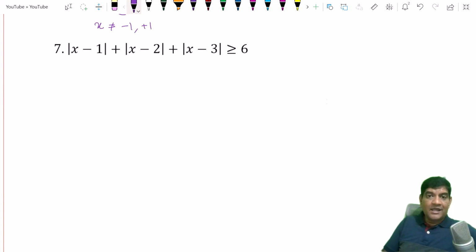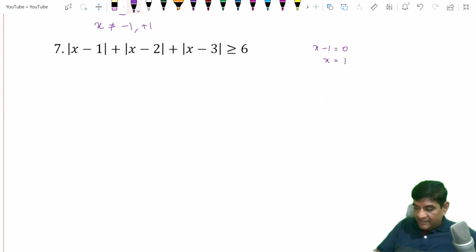For this question, I'm going to be dividing this into multiple intervals and trying to identify how the function is going to behave in that particular interval. So I'm taking x minus 1 is equal to 0, so which means x is equal to 1. Likewise, I get 2 and 3. So I'm going to divide this into these intervals. So I'm going to find out the behavior in this interval, in this, and this.